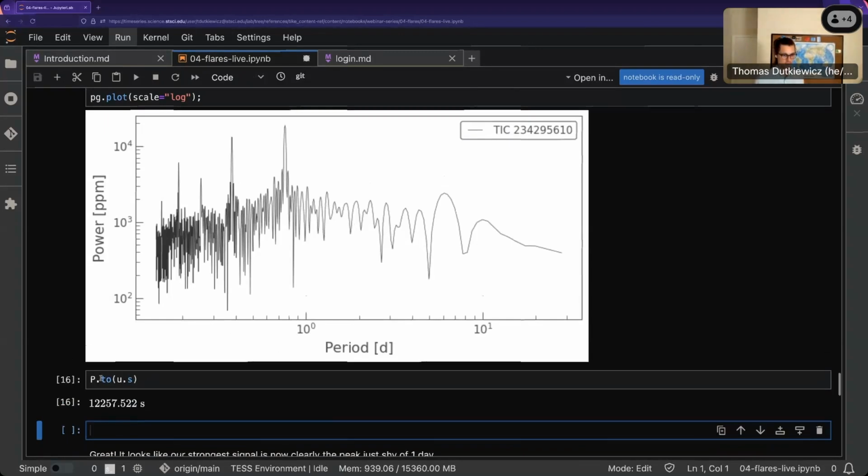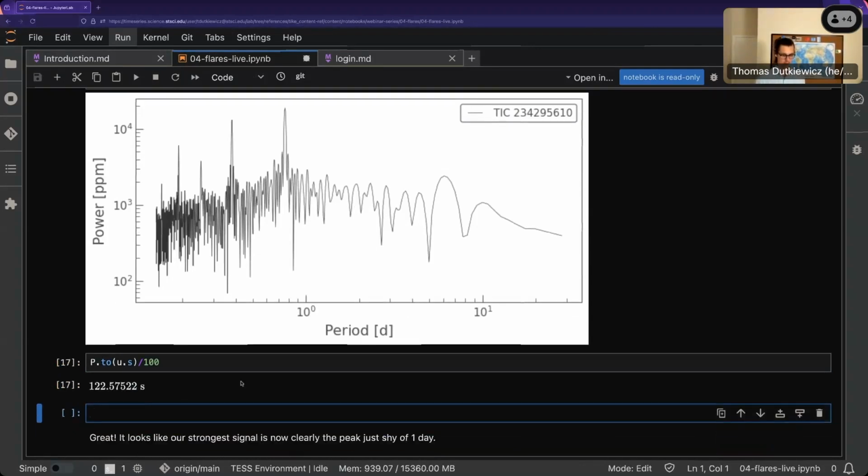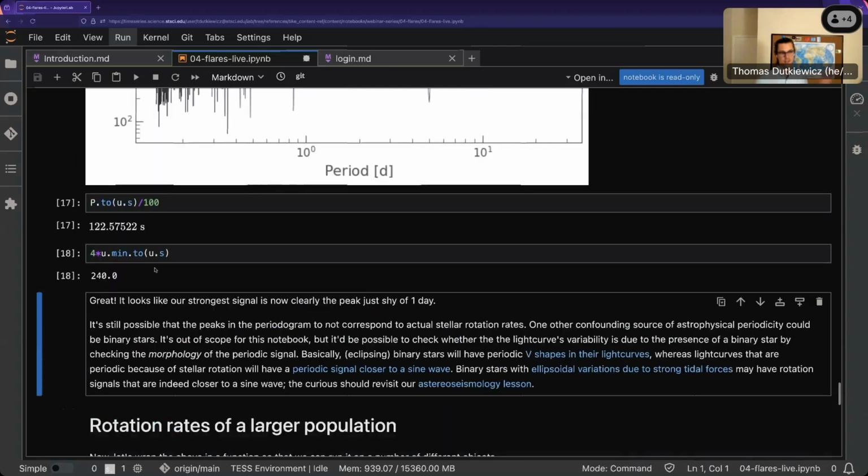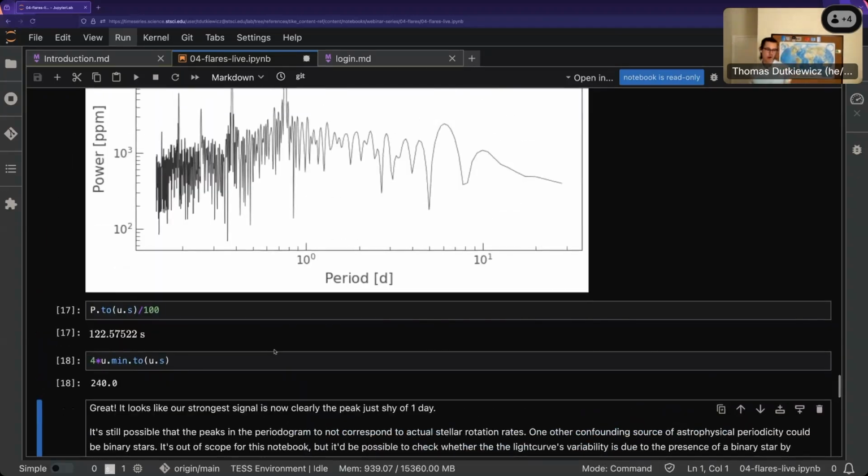And if we do this period divided by 100 business that I was talking about, well, in case you want the math to be done for you, if I do 4 times u dot min to u dot second, 240, right? So this fudge factor of 100 is maybe not the most helpful thing, and in fact, our limit is actually constrained by the detector itself.